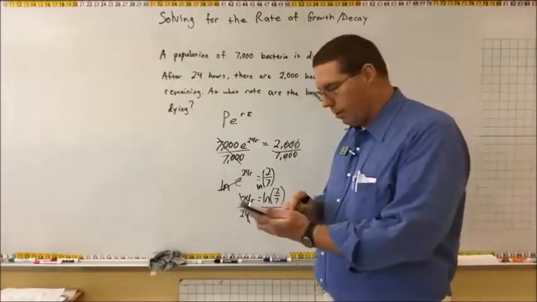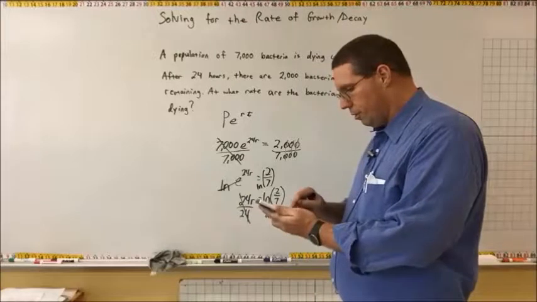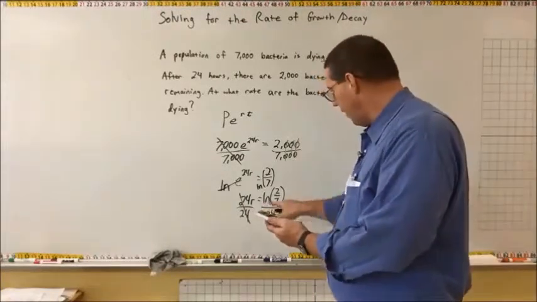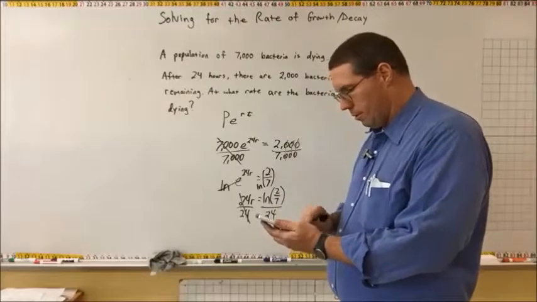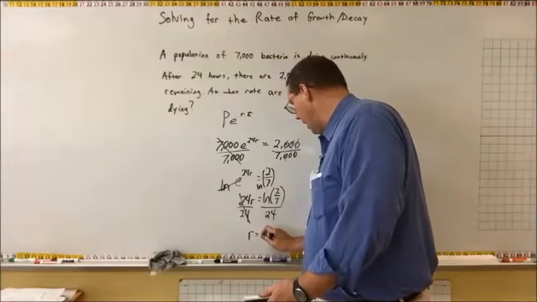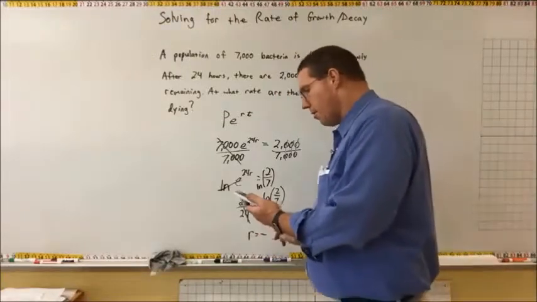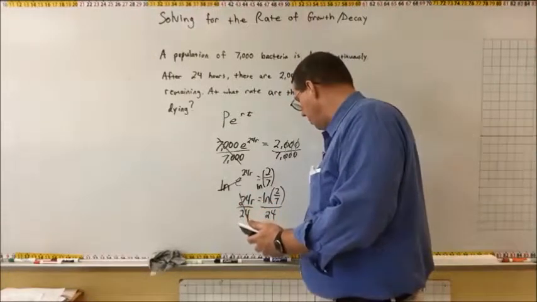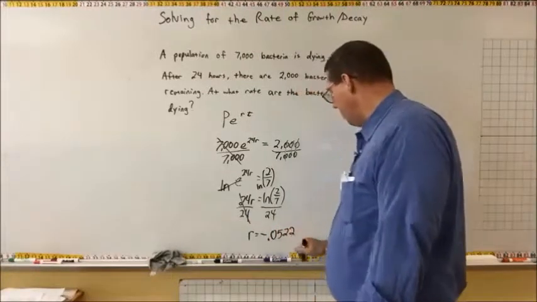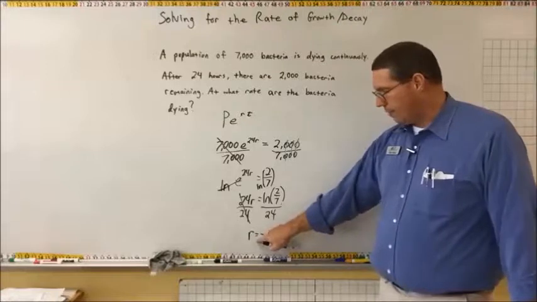So I'll put that in the calculator. Natural log 2 divided by 7, close parenthesis, divided by 24. And I get, here it is, r is equal to negative 0.0522. And so now the negative is on the rate.